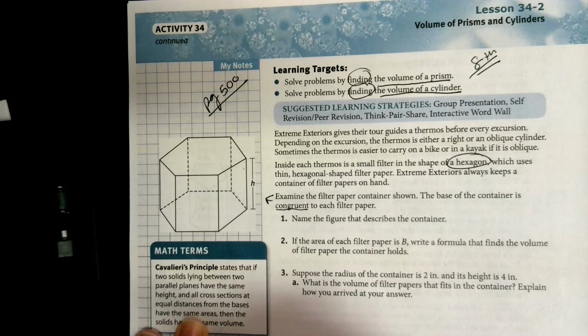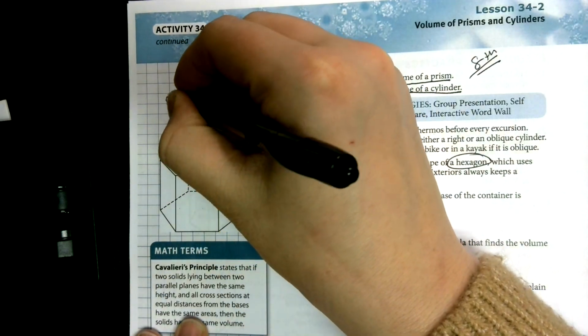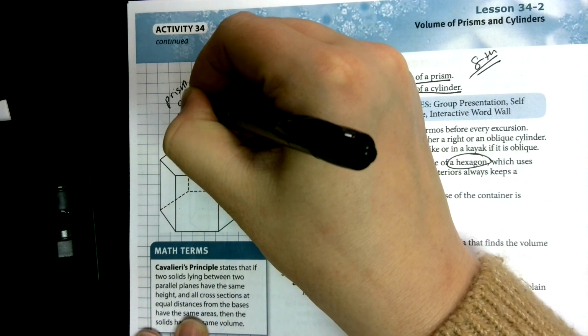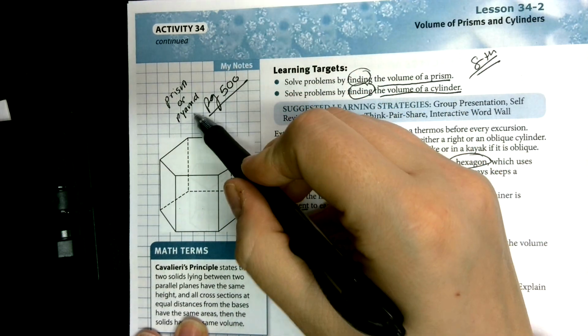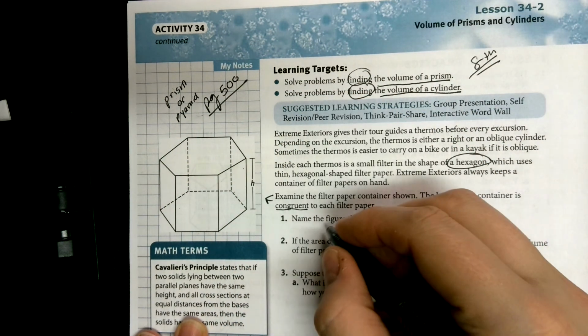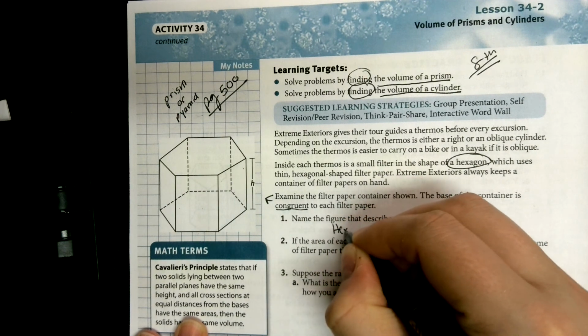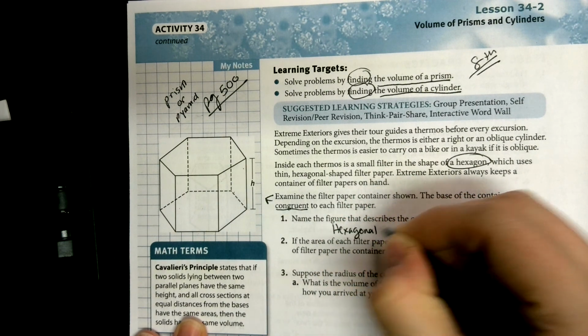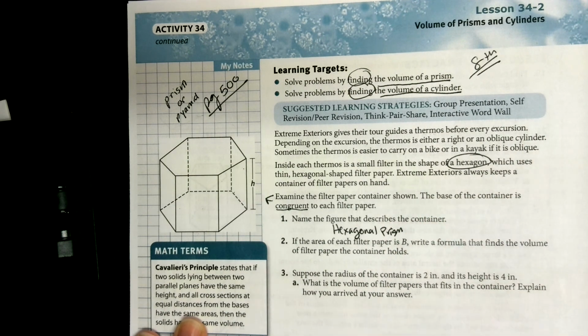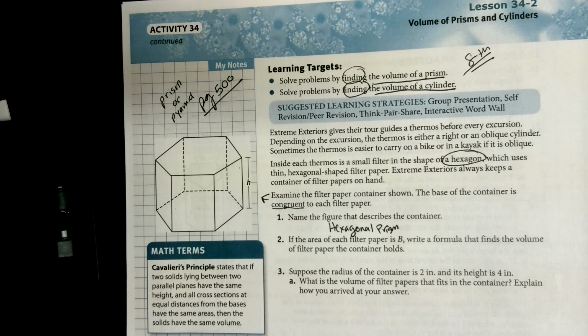Okay. Now again, the only two options you really have are a prism or a pyramid. Okay, and since this does not come to a point at the top and the sides are all rectangles, we are going to go with a prism. So this would be a hexagonal prism.